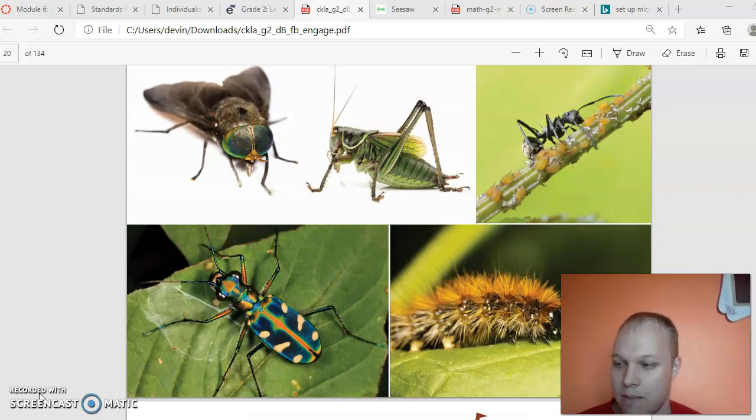The first one is abdomen. An abdomen is the end part of an insect's body, the body segment that contains the digestive and reproductive structures. The abdomen is the largest body part of most insects.